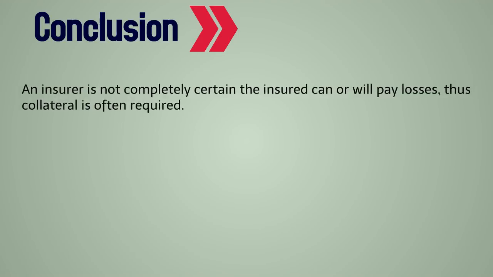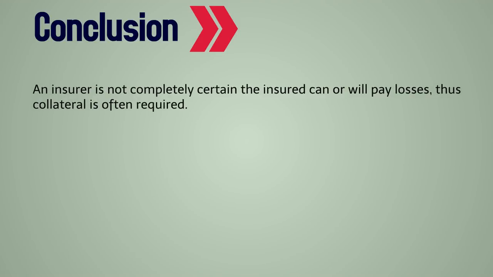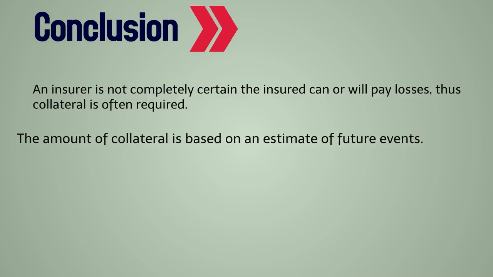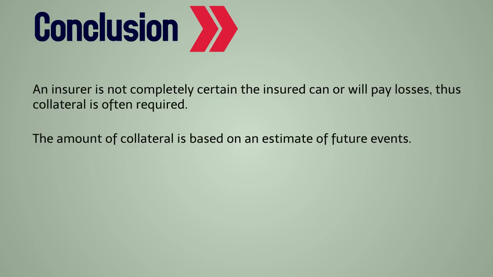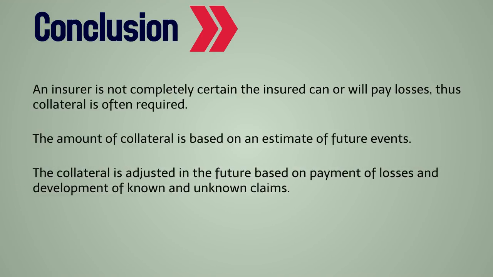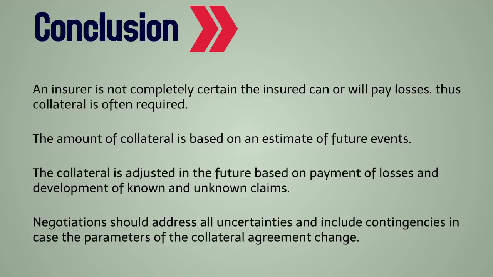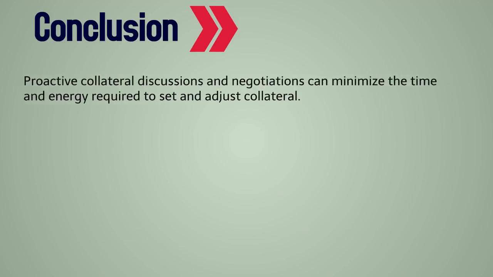An insurer is not completely certain the insured can or will pay losses, thus collateral is often required. The amount of collateral is based on an estimate of future events. The collateral is adjusted in the future based on payment of losses and development of known and unknown claims. Negotiations should address all uncertainties and include contingencies in case the parameters of the collateral agreement change. Proactive collateral discussions and negotiations can minimize the time and energy required to set and adjust collateral.